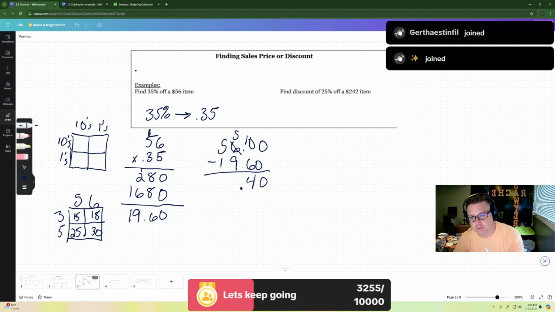Decimals are still lined up, so we're just going to move that down. And we're adding and subtracting. We're not multiplying. When we multiply, that's when we have to count all the decimals. Adding and subtracting, just put them in line and take care of your business.